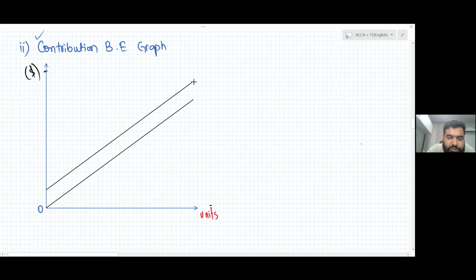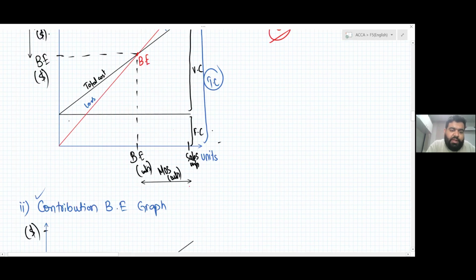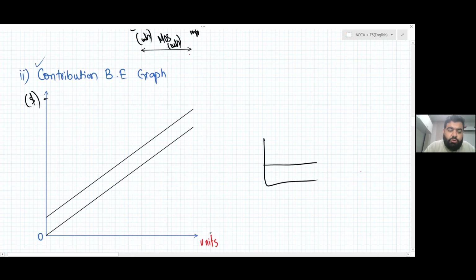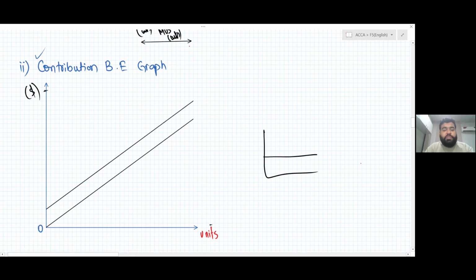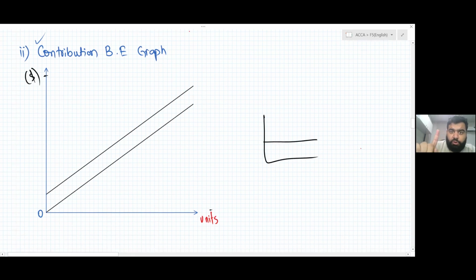This line is fixed cost line. Now you are like, why is the fixed cost line going upward? Even we have studied the fixed cost line is straight, like we have done here, for example, a straight line. Why is it not straight here? Why? Because obviously it's a fixed line. I'm going to prove that.